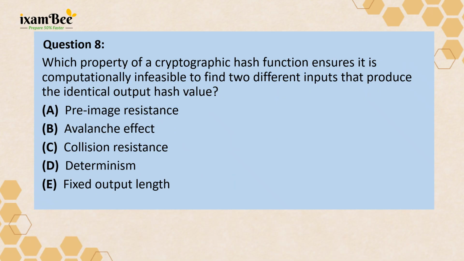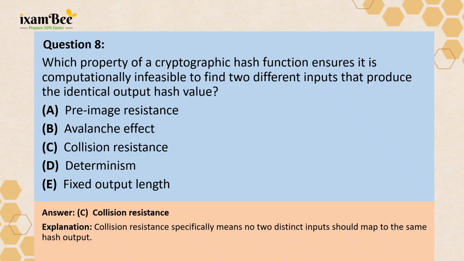In this next question, which property of a cryptographic hash function ensures it is computationally infeasible to find two different inputs that produce the identical output hash value? And the correct answer here is option C, which is collision resistance. Focus on exactly what's being described. Two different inputs producing the identical output. That specific scenario, two distinct inputs mapping to the same hash, is called a collision. And the property that makes such a collision computationally infeasible to find is called collision resistance.